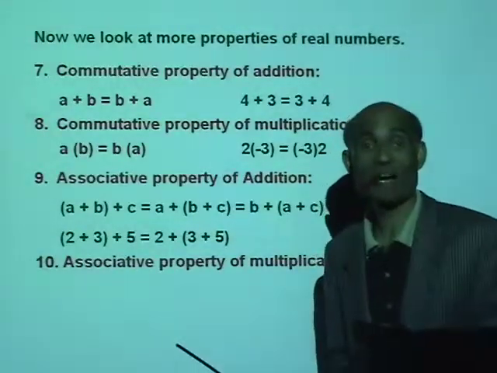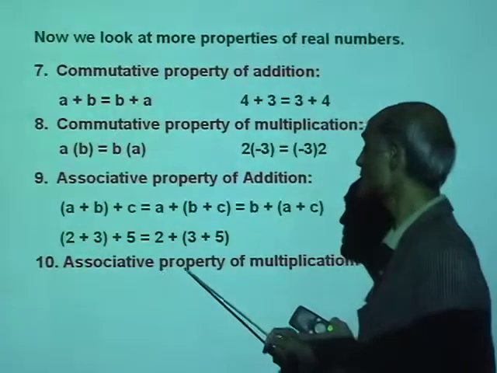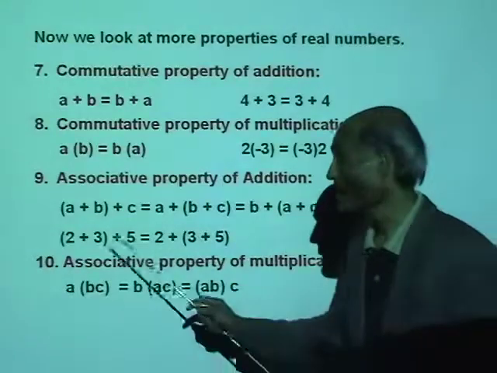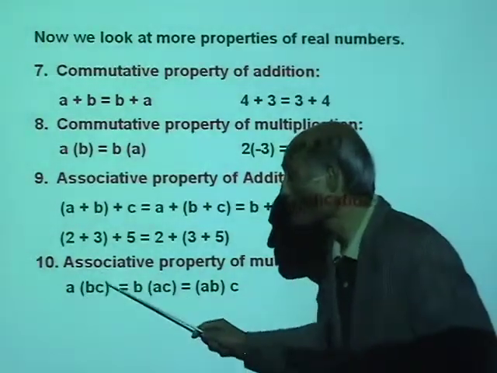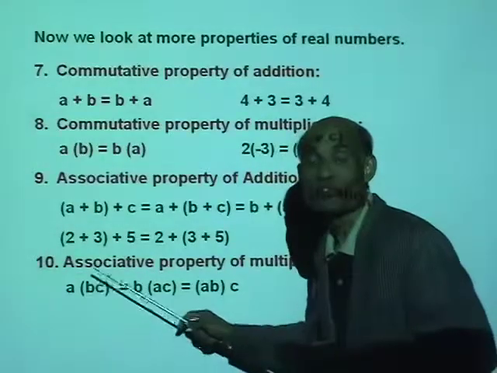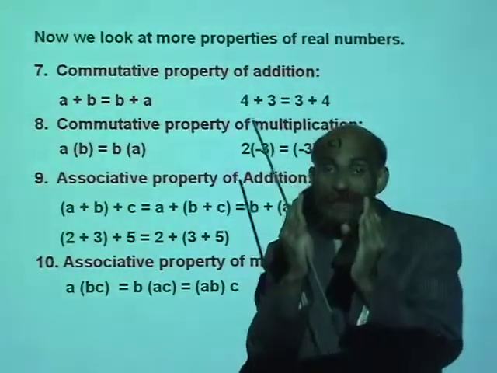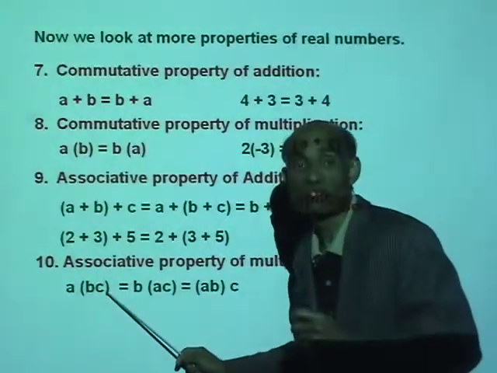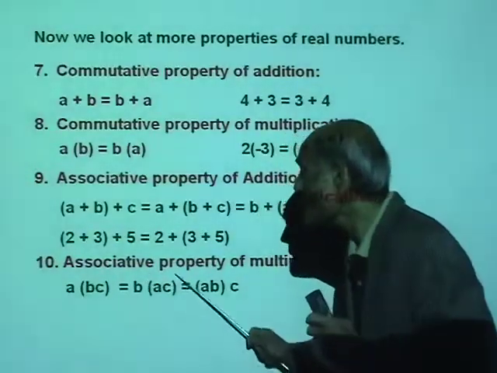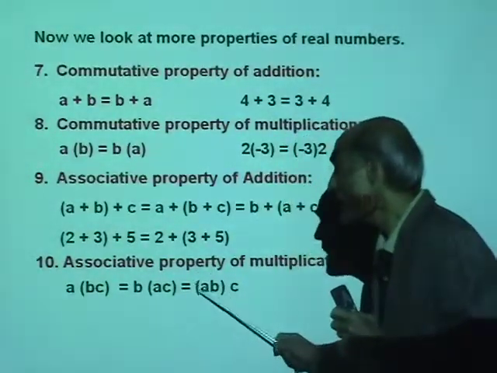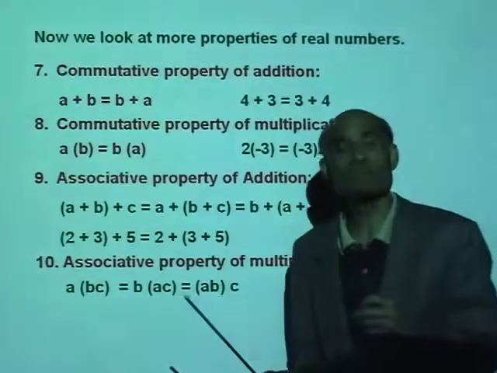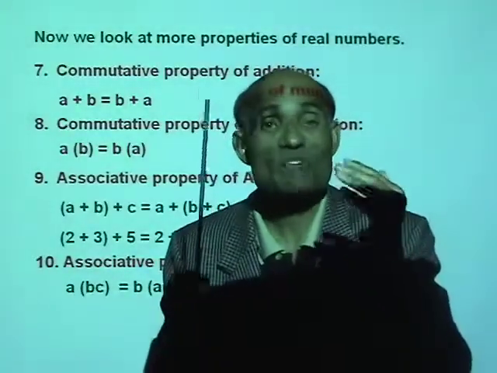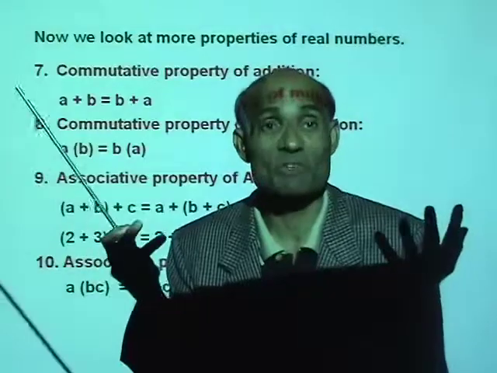The same property applies to multiplication. Associative property of multiplication. What is that? The same property. A multiplied by the product of B and C. So you can see B and C are grouped together there. The association. A times BC is the same as B times AC is the same as AB times C. So if you want to multiply three numbers, it doesn't matter which two numbers you multiply first, does it?